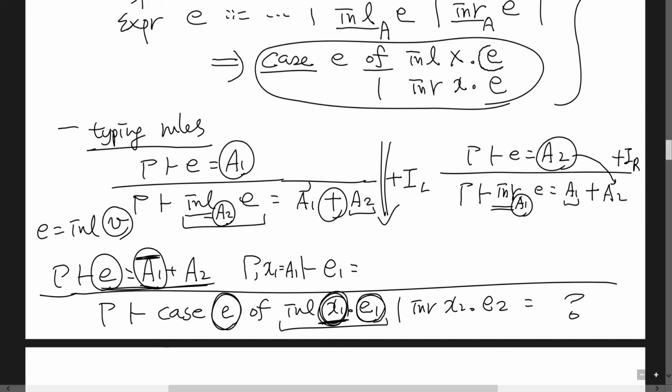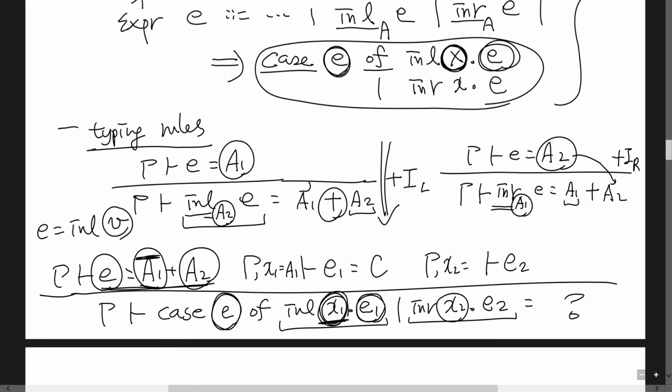So of course, inside this expression E1, we may use this variable X1, and this variable is going to be bound to the value that is used for creating this expression. So let's say this has type C, and similarly, we analyze the second branch. So we try to find out the type of expression E2, where we introduce a new assumption: X2 has a type A2. So X1 goes here, and X2 goes here. A2 goes here.